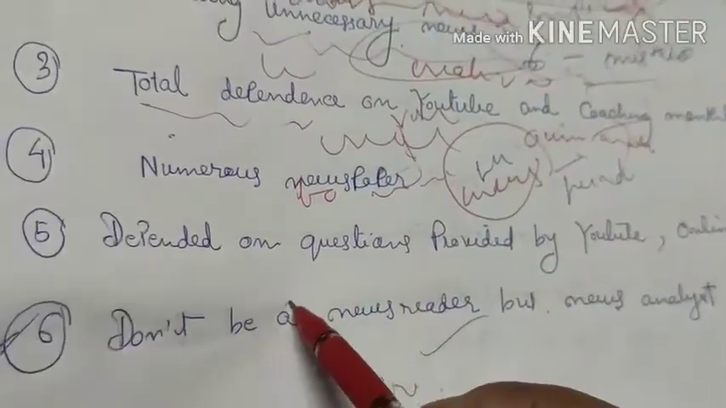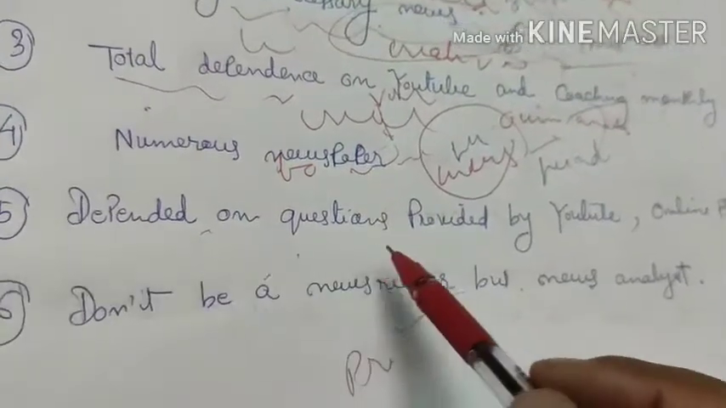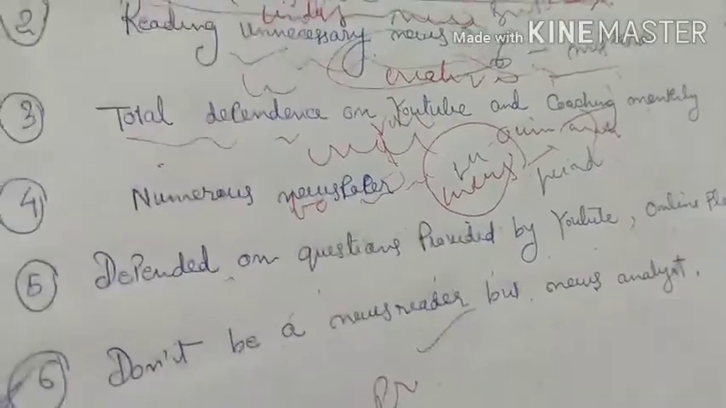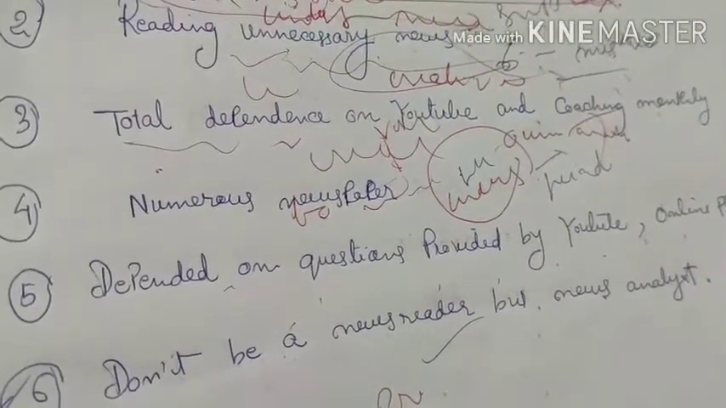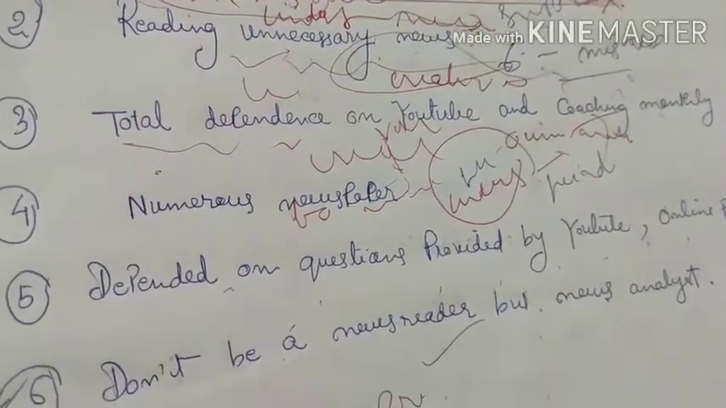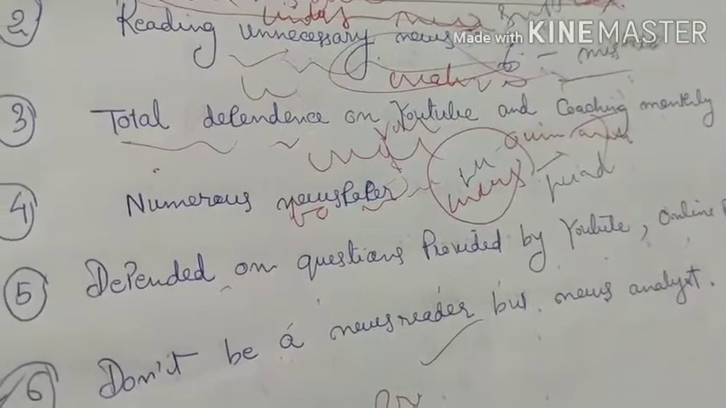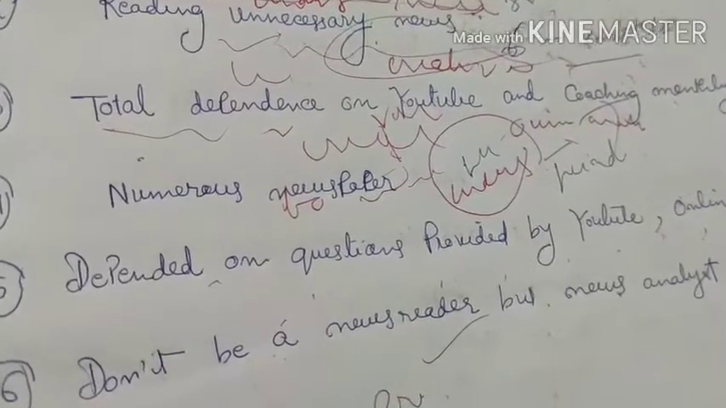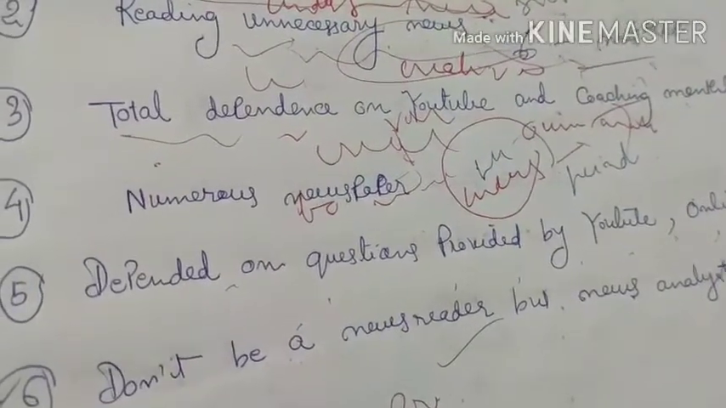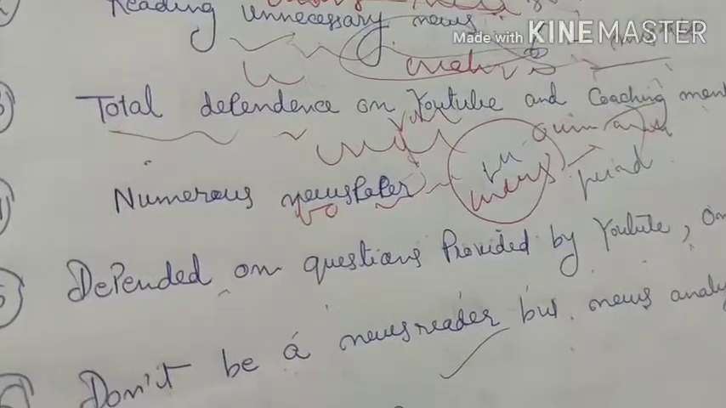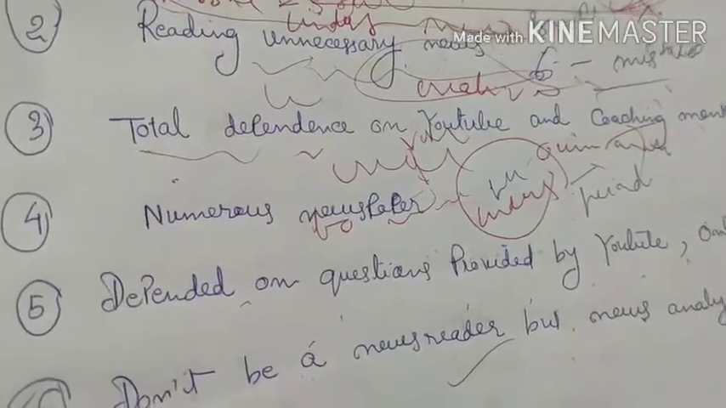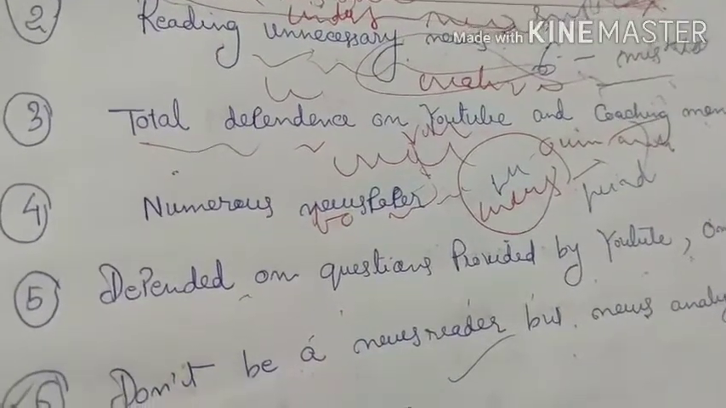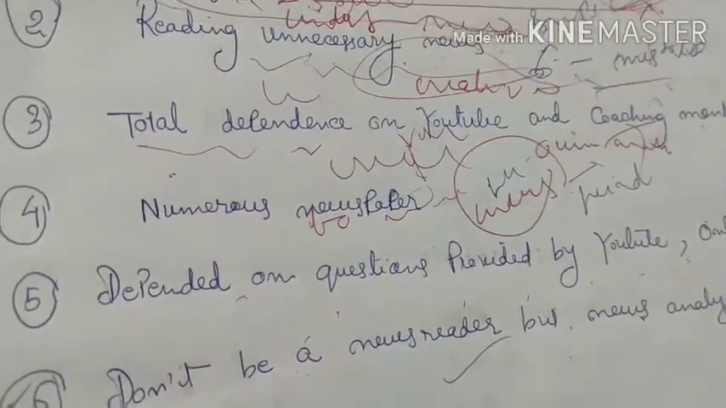Again, mistake number 5 is being dependent on questions provided by YouTube creators or online platforms. If you have religiously read the newspaper, then you will be able to create questions yourself. You will be able to solve answers yourself. For that, you need to arrange a systematic understanding of the syllabus and current affairs. You have to link the current affairs with the syllabus, right?